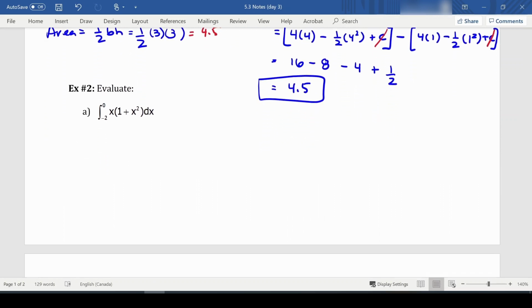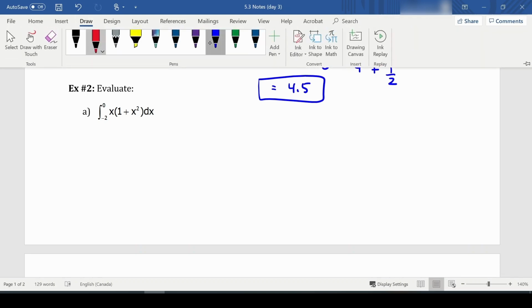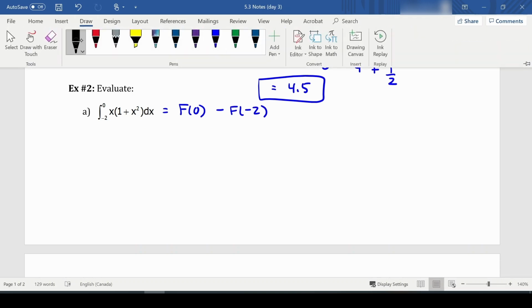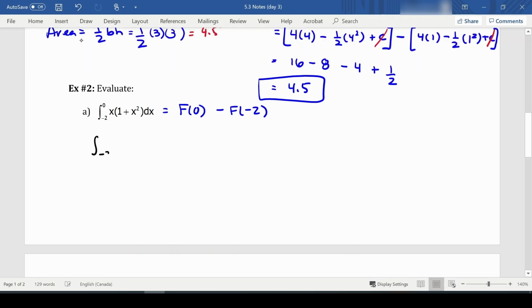All right, next one. We are being asked to just evaluate this integral. So again, our integral is evaluated as, this should be f of 0 minus f of -2. Now, before we do this, I would change this to be the integral of -2 to 0 of x plus x cubed by distributing this x into the brackets of dx. This is a lot easier to find the antiderivative of than something that is a product.